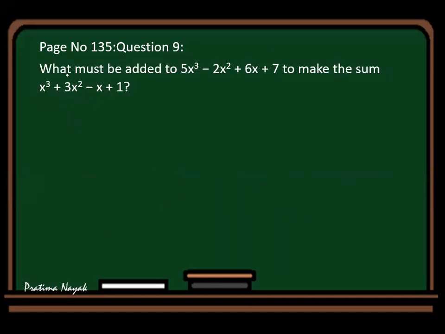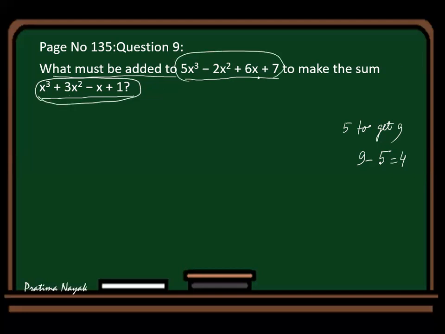Question number 9. What must be added to 5x³ − 2x² + 6x + 7 to make the sum x³ + 3x² − x + 1? So you know that when we ask what must be added to 5 to get 9, we subtract 9 minus 5, that is 4. Same thing here, this is the sum, you have to subtract what should be added. So I will get x³ + 3x² − x + 1.